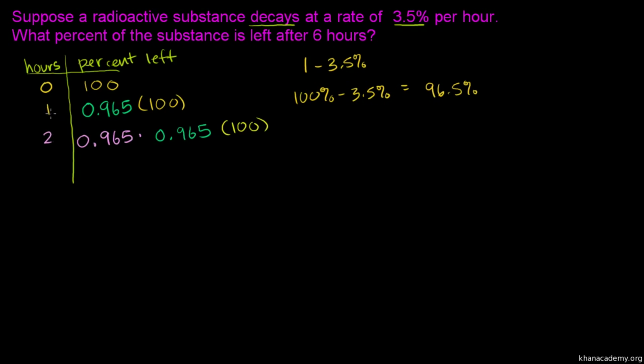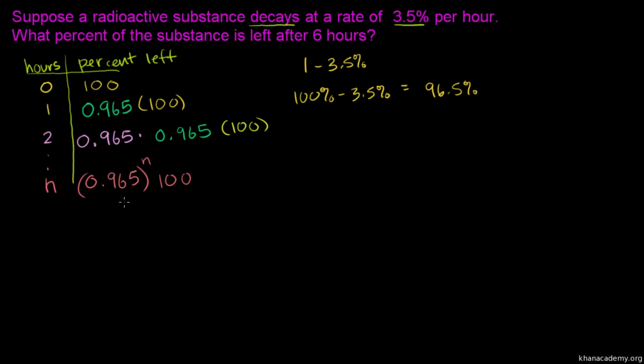So in the first hour, we have 0.965 to the first power times 100. In the 0th hour, we have 0.965 to the 0th power. We don't see it, but there's a 1 there, times 100. In the second hour, 0.965 to the second power times 100. So in general, in the nth hour, we're going to have 0.965 to the nth power times 100 left of our radioactive substance.